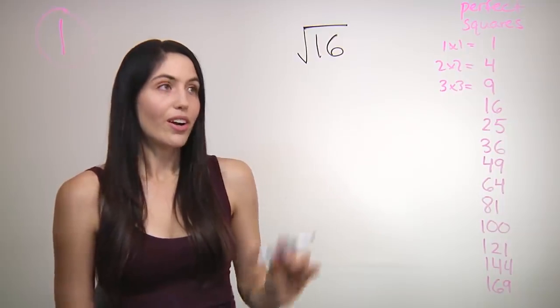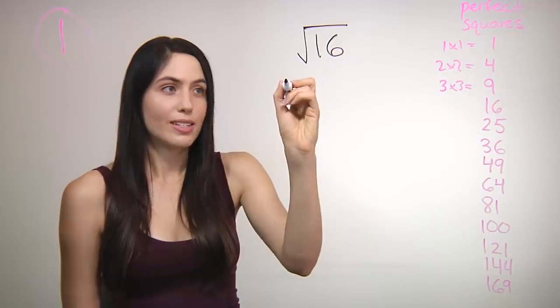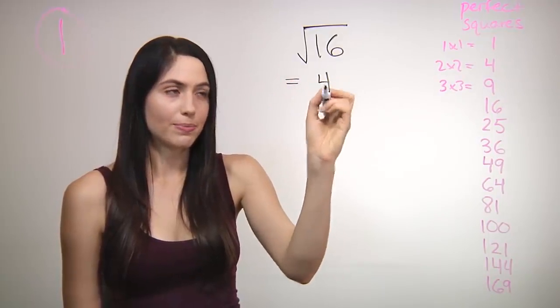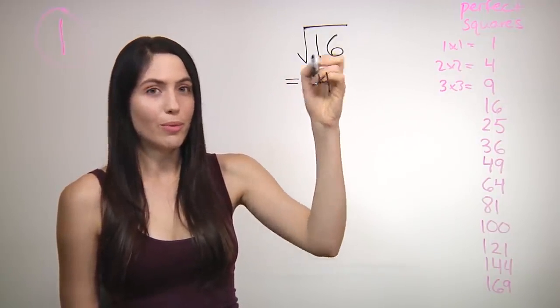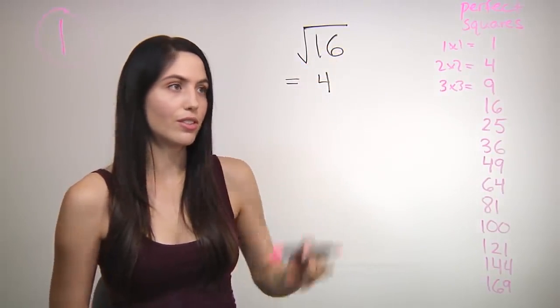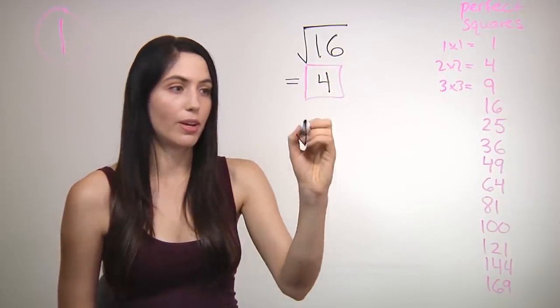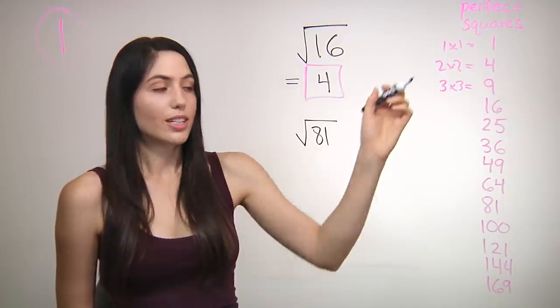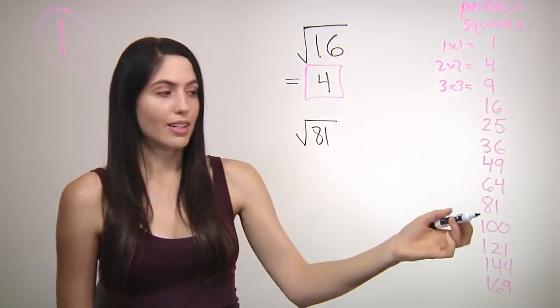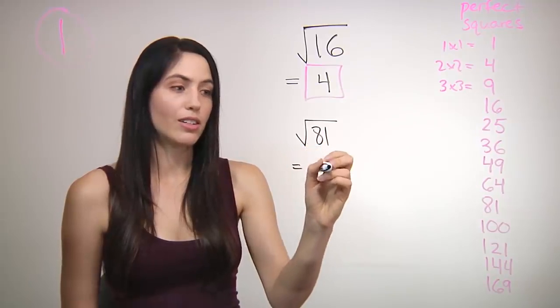So if the number under your square root is just a perfect square, then you can simplify it immediately. For the square root of 16, you look for the number that, when multiplied by itself, gives you 16, and that's 4. So the answer is just 4. Similarly, if you had square root of 81, check to see if it's on your perfect square list, and since 9 times 9 gives you 81, the answer is just 9.